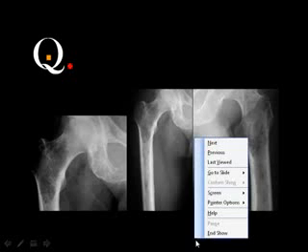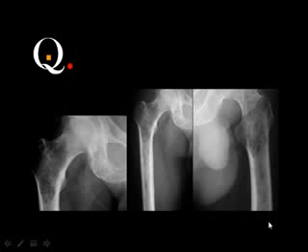Fibrous dysplasia, metastasis. Multiple osteolytic lesions in the femur, in the iliac bones. Yes. Metastasis and multiple myeloma are in the differential diagnosis. How can you separate both?